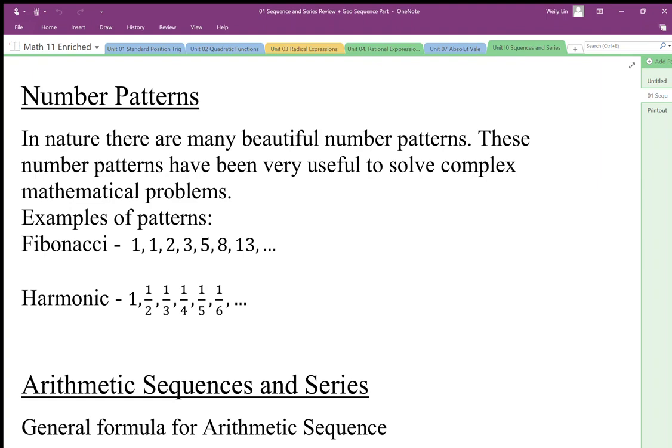Patterns are very useful to us because they can help us solve some problems, because we can use these patterns to be able to predict things. But they're also very important to us in terms of being able to solve some very complex mathematical problems as well, which we'll see when we get to calculus. So some examples are the Fibonacci sequence.